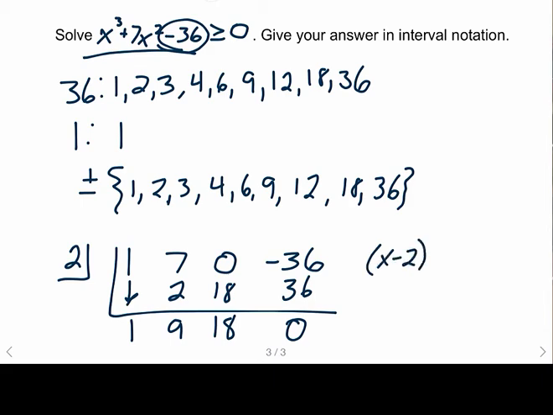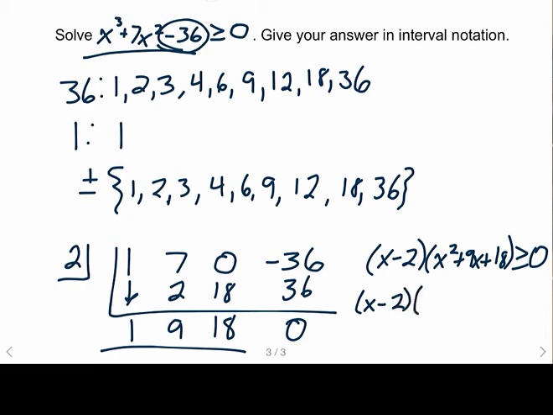Since the quotient has coefficients of 1, 9, and 18, I know that we're looking at x squared plus 9x plus 18. And so that product is greater than or equal to 0. That's what we're after. As it happens, x squared plus 9x plus 18 factors. So we're looking at x minus 2 times x plus 3 times x plus 6 is greater than or equal to 0.